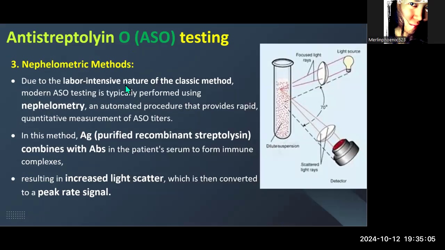So, ASO testing based on nephelometric methods. Due to the labor-intensive nature of the classic method, modern ASO testing usually employs nephelometry, which is an automated process that quickly provides quantitative measurements of ASO titers. In this method, purified recombinant streptolysin antigen combines with the antibodies in the patient's serum to form immune complexes, leading to increased light scatter, which is then converted to a peak rate signal.